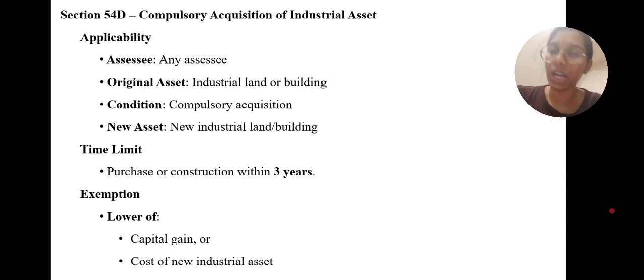If I am a businesswoman selling an industrial asset to someone and getting capital gain, that capital gain amount should be invested again in industrial assets only, and not for any other personal uses. The time period for this is 3 years. Within 3 years this should be done, and the exemption is the entire capital gain amount, or when I purchase a new industrial asset, that tax amount will be exempted.